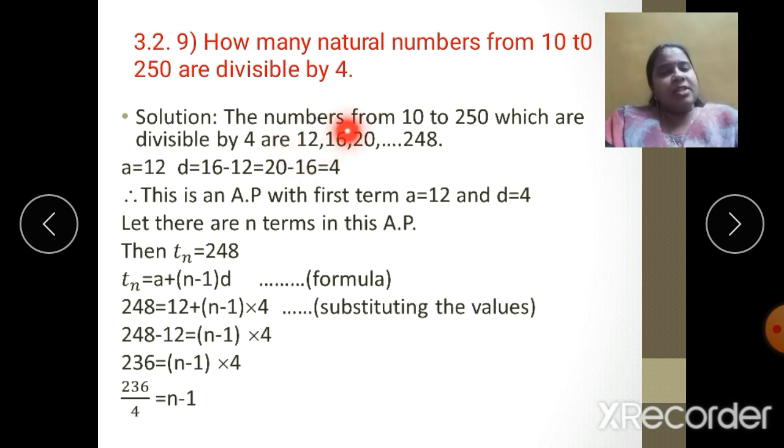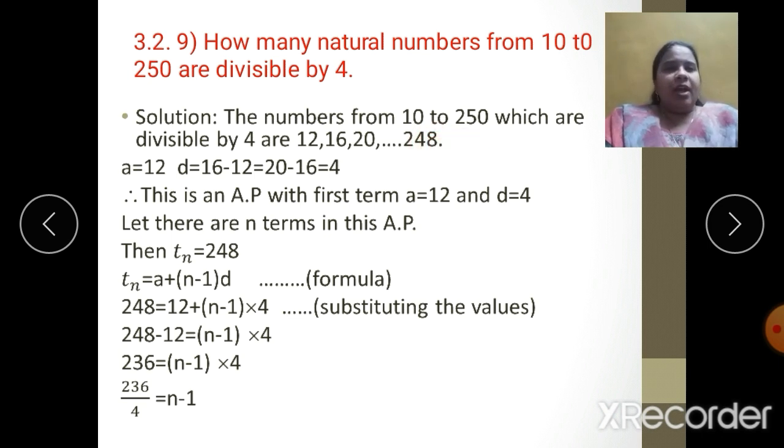Then comes 16, then 20. All these numbers are multiples of 4, yes or no? So all these numbers can be divided by 4. Till where then? They have restricted us till 250. So if I take 250, is 250 divisible by 4? No. Let us come one number before that, 249. Even that is not divisible. But when I take 248, 248 is divisible by 4.